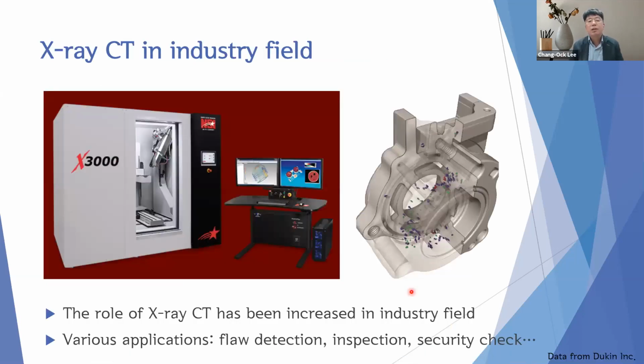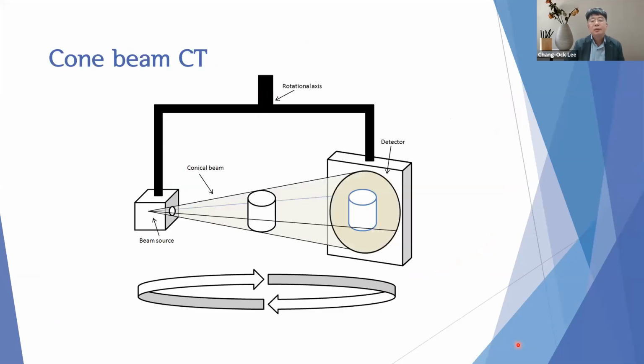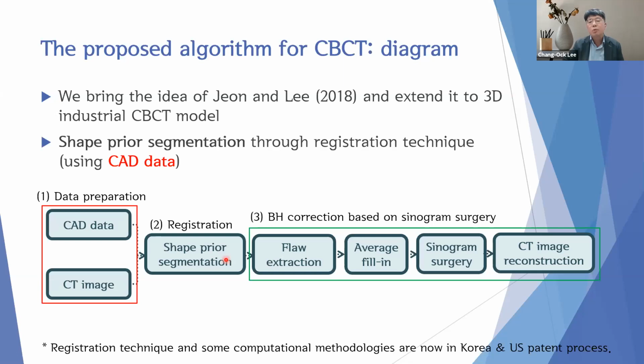Okay, now let's see X-ray CT in the industry field. Nowadays the role of X-ray CT has increased, and we have various applications: flaw detection, inspection, and the security check in the airport also. In this case, we use 3-dimensional cone beam CT, so we also have cone beam CT artifact. But here we don't handle that cone beam CT artifact. Our proposed algorithm is just the extension of our 2-dimensional algorithm to 3-dimensional cone beam CT.